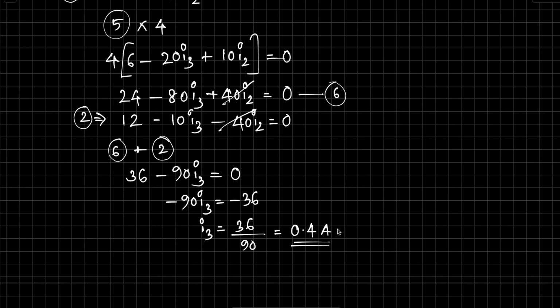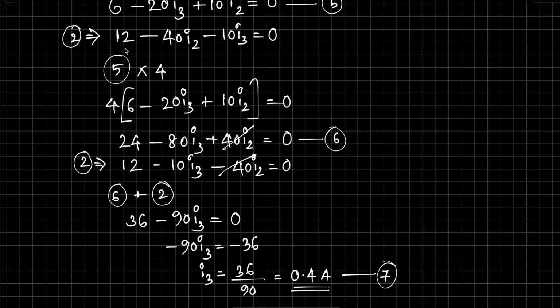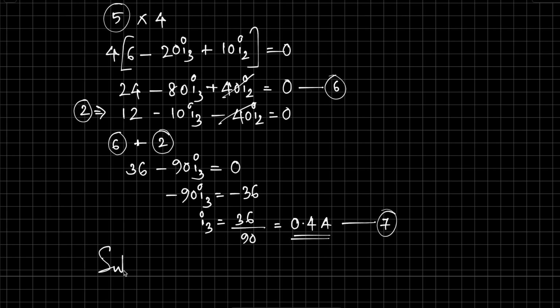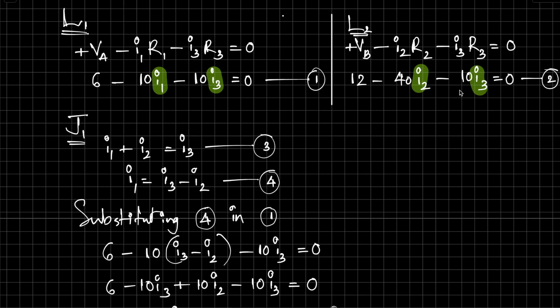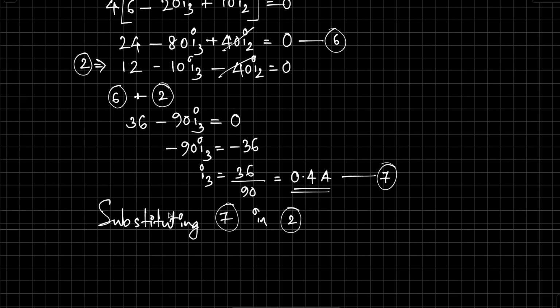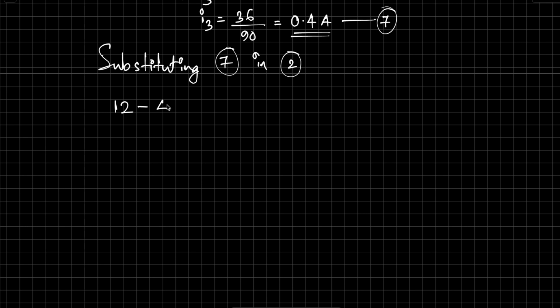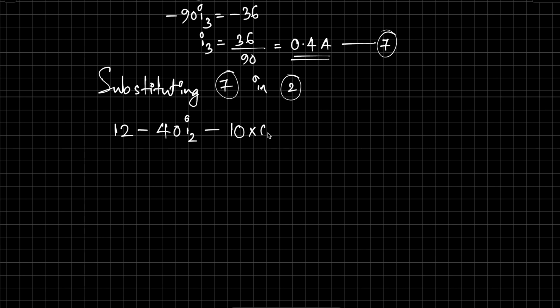So we got I3. You can substitute in any one of the equations with I2 and I3. You can solve for I2. Let's call it equation number 7. I'm going to substitute equation number 7 in equation number 2. This is equation number 2: 12 minus 40 I2 minus 10 I3 equals 0. 12 minus 40 I2 minus 10 times I3, which is 0.4. Replace I3 with 0.4, equals 0.